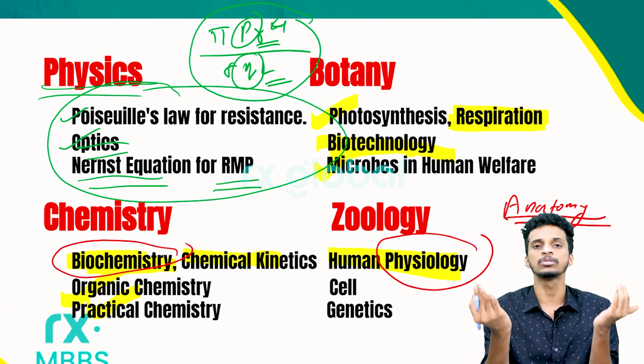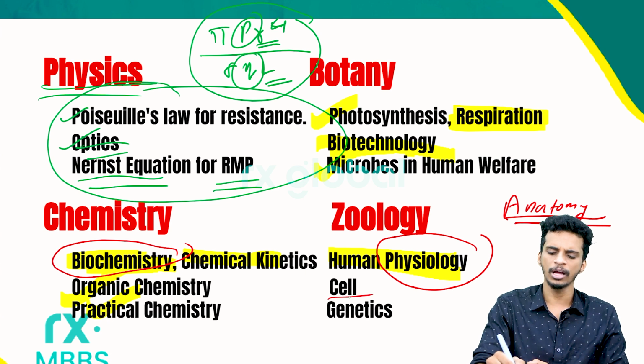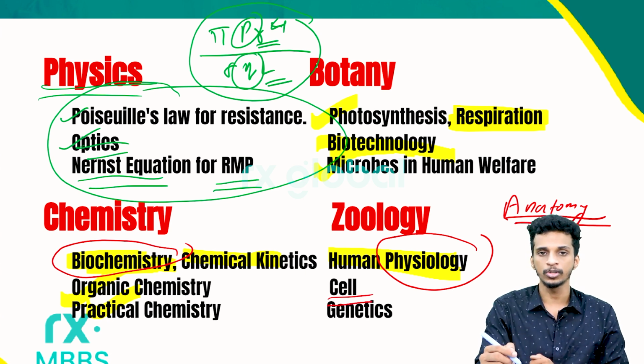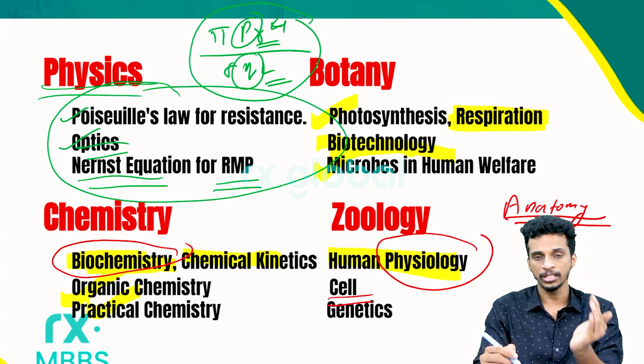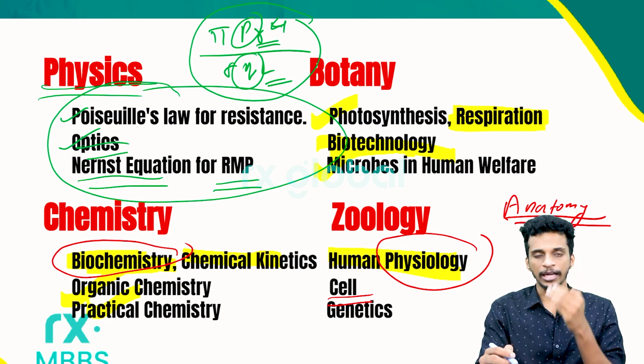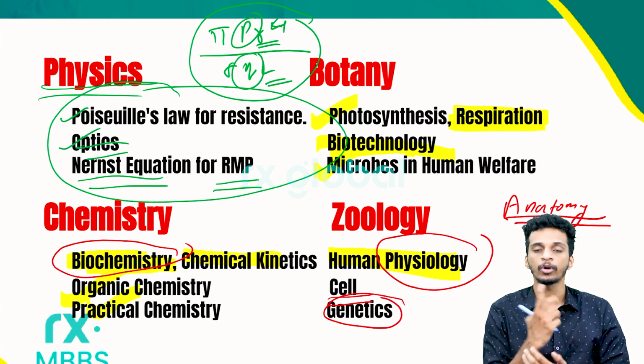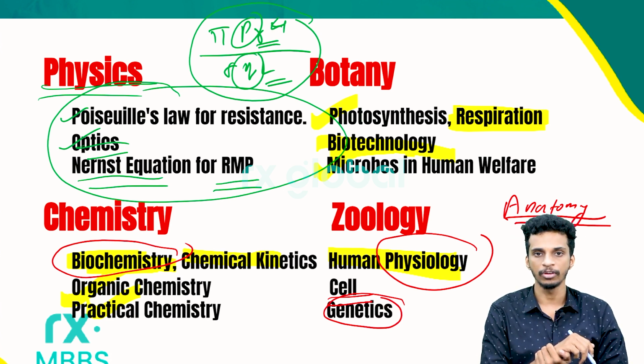Okay, so you are going to study each and every system in detail in physiology. And also you have learned about the cell, right? You have learned about the organelles, you have learned about the cell cycle, right? So we'll be learning it again in detail here. And finally, about genetics. In genetics, you have two important chapters: principles of inheritance and variation, and molecular basis of genetics.